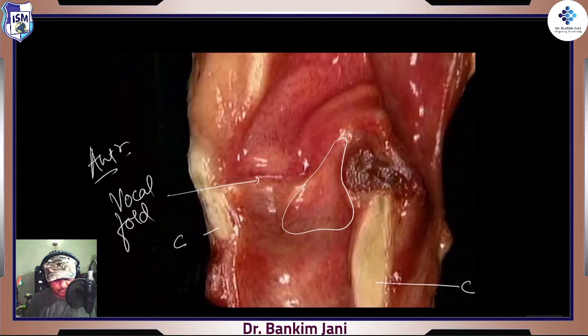So vocal fold is actually between that arytenoid cartilage and it will go exactly in the middle of that thyroid, right? Thyroid cartilage. So thyroid is in front. So that's why this would be the location of arytenoid, right? Arytenoid.